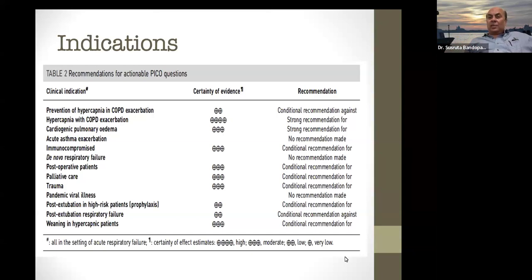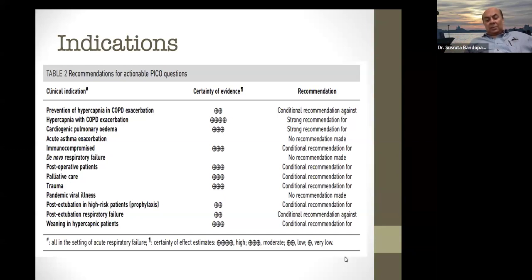De novo respiratory failure. Postoperative patients, that's another indication, that is, you need some amount of ventilator support in a postoperative patient, provided the operation is not on the esophagus or the very upper part of the stomach, where it might be relatively contraindicated. Next, palliative care, as I've told you, where the patient is anyway too old, has a terminal illness, and we do not want to put the patient into invasive ventilation. There we can use non-invasive ventilation. And trauma patients, particularly rib fractures, where they require support.